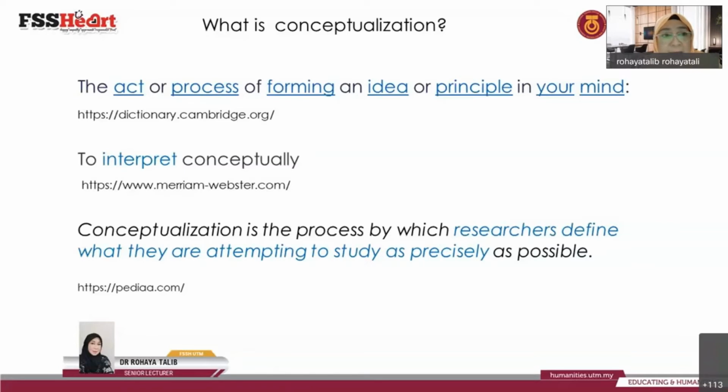That's why supervisors get angry when you ask them to do the conceptualization for you. It's you, the researcher, who should conceptualize the concept. To interpret conceptually, this is from the dictionary. All this is from the dictionary. The meaning of conceptualization is the process by which researchers define what they are attempting to study as precisely as possible.